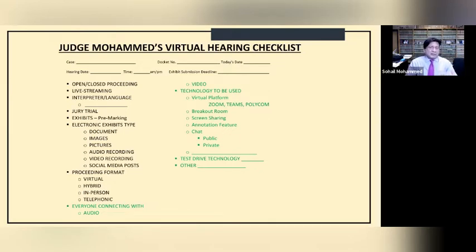Exhibits. I usually ask counsels to have all exhibits pre-marked and provided to the court at least 7 days in advance, if they are able to, and to identify the type of electronic exhibits that you're going to be introducing. Is it going to be a document? If it's a document, I would say, please provide this in a PDF format. And the specific guideline from Judge Grant on electronic evidence is, you will hear this word, the PDF documents have to be flattened. And you would say, what do you mean by flattened?